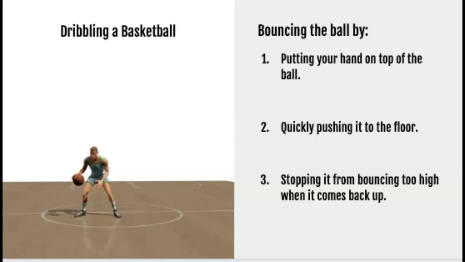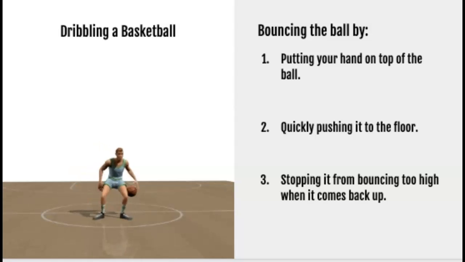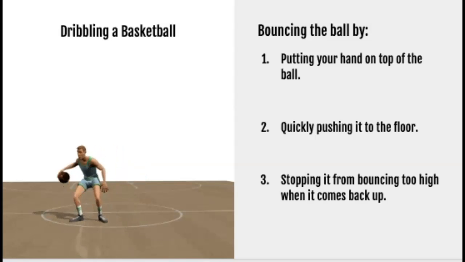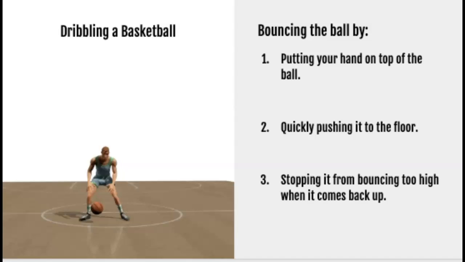The ball we have been working with in our bouncing ball exercises looks a bit like a basketball, so we're going to run with that idea as we take our closer look. If you know anything about basketball, you know that you dribble the ball by putting your hand on top of it, quickly pushing it to the floor, and then stopping it from bouncing too high when it comes back up.